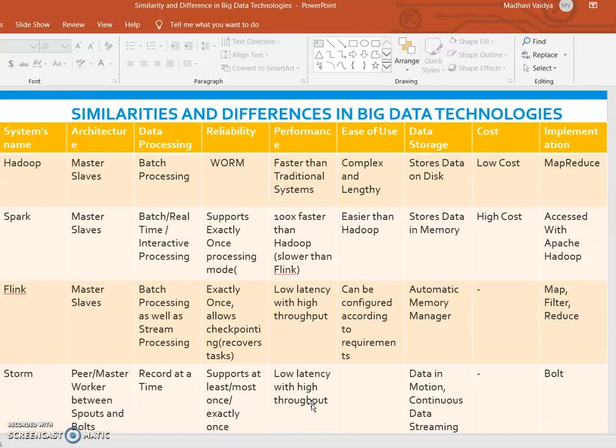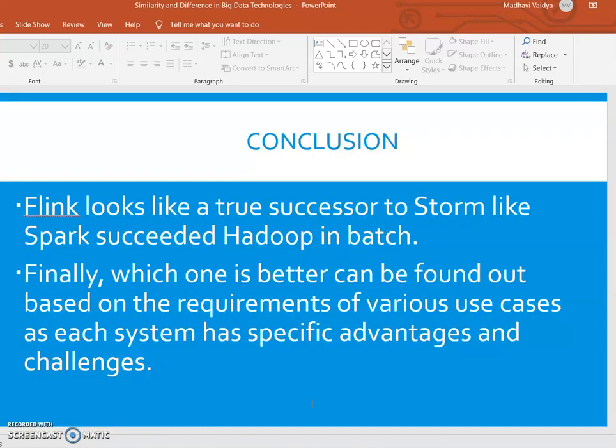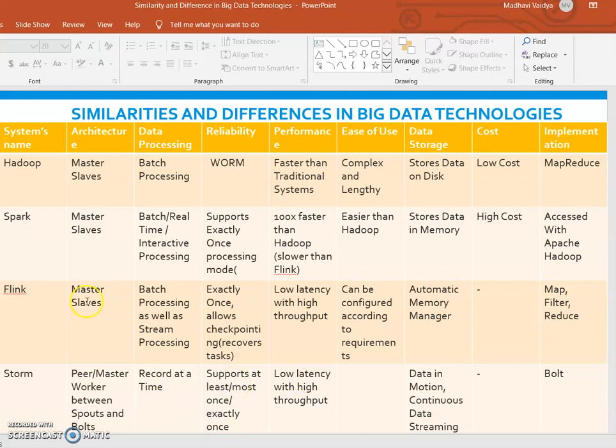Now we are going to talk about the similarities and differences. So I have started with Hadoop, Spark, Flink, and Storm. Why have I taken it like this? Because Flink looks like a true successor to Storm, like Spark succeeded Hadoop. So I took it as Hadoop and then Spark, Storm and then Flink.